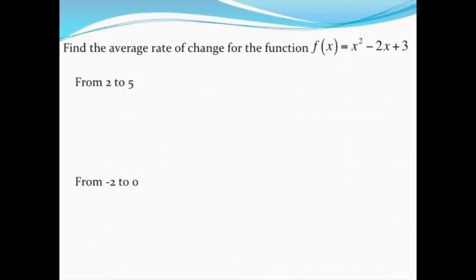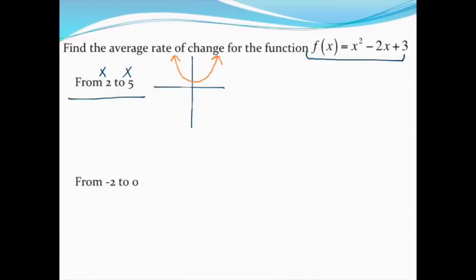So let's find the average rate of change for this parabola, this quadratic equation. And let's start by finding the average rate of change between 2 and 5. Well, first thing to note, these are x values. And so what I want to do is get a real rough sketch of what this graph might look like, just to visualize what's going on. I know it's going to be a parabola, maybe something like this.